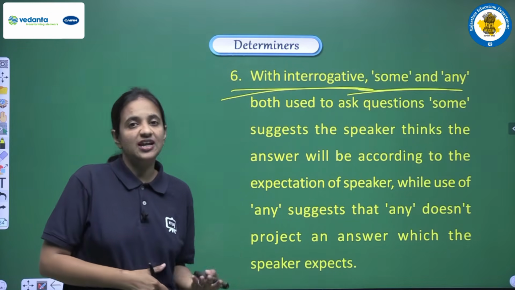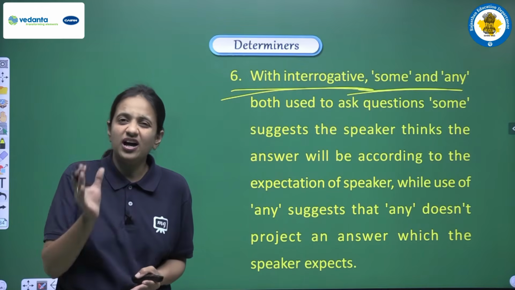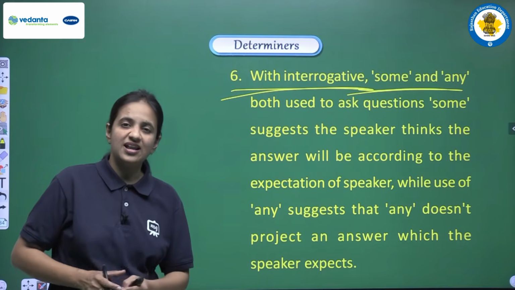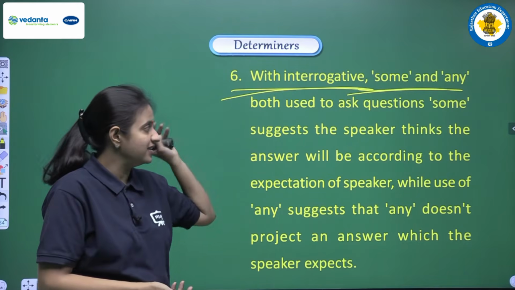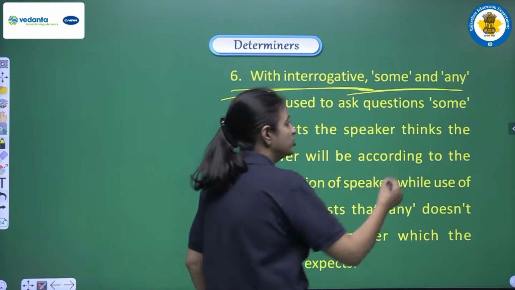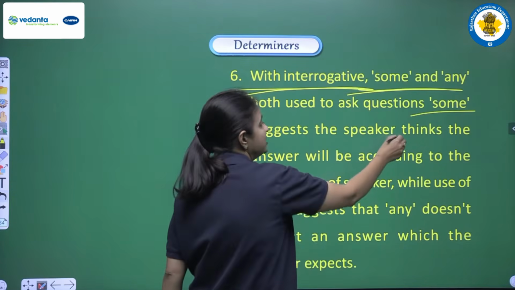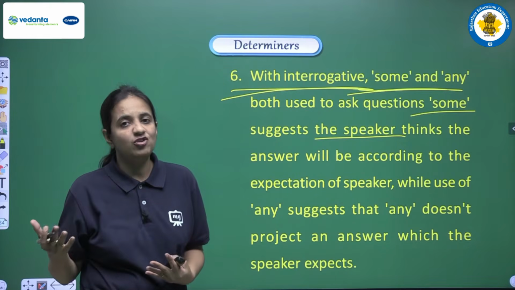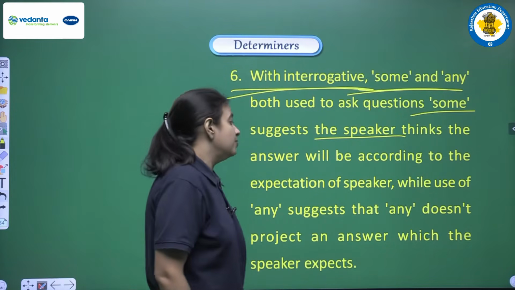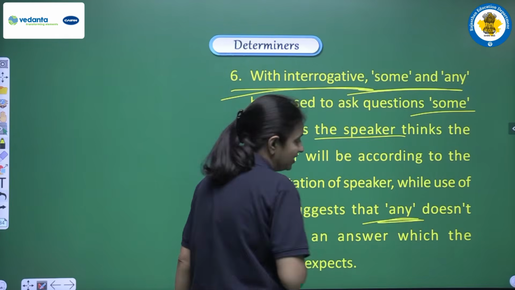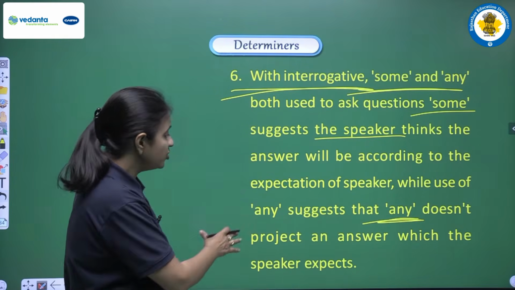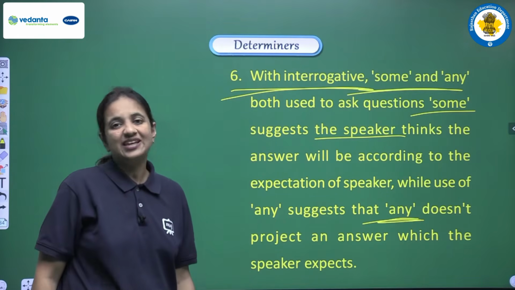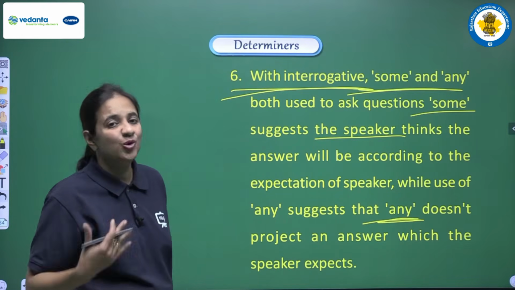अगर हम some use करते हैं तो sentence का जो meaning है वो हल्का सा change हो जाता है, और अगर we are using any, then also we are having a different meaning. So how? Let's understand one more time. If we are using some, it means that the speaker is expecting that जो answer होगा that will be according to his expectations. But if the speaker is using any in that question, he doesn't project an answer which the speaker expects. So let's see some examples to understand this more clearly.